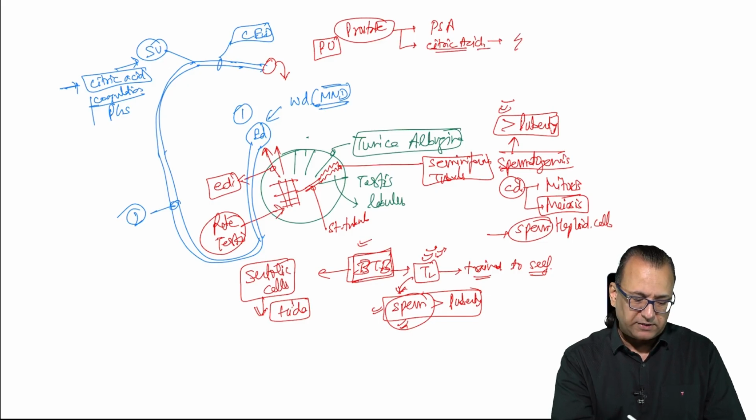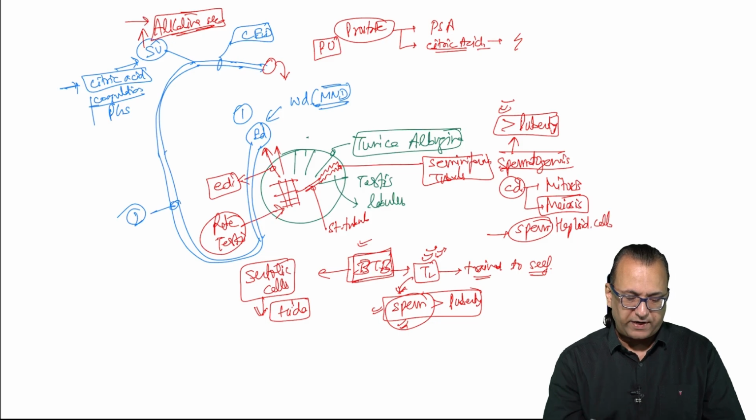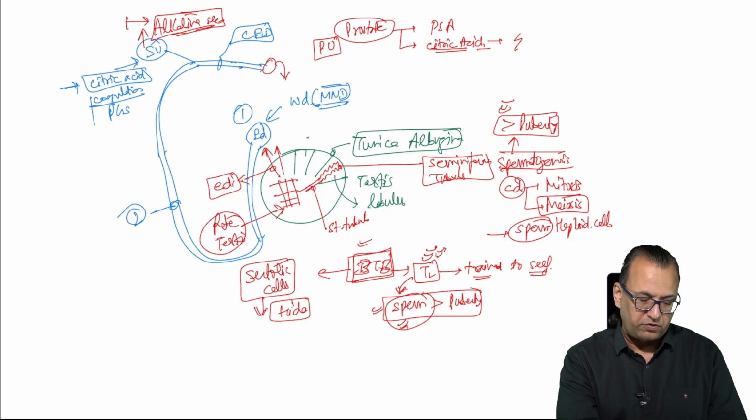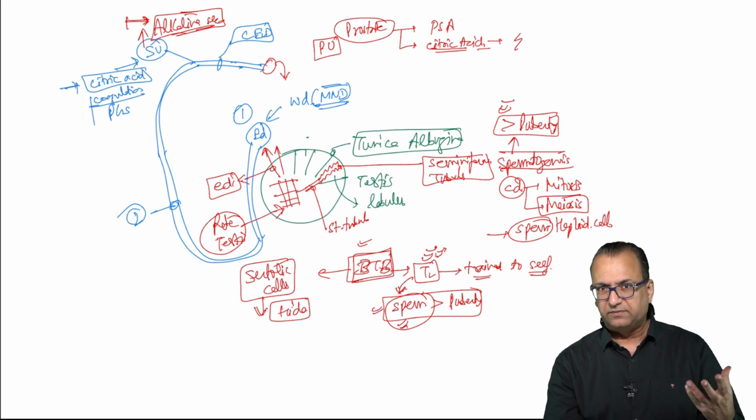And remember, the seminal vesicle is giving alkaline secretion. That secretion is alkaline because the sperm are supposed to enter the vagina. The vagina is acidic in nature, so a kind of neutralizing factor can be discussed here.